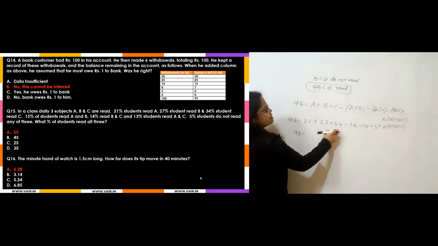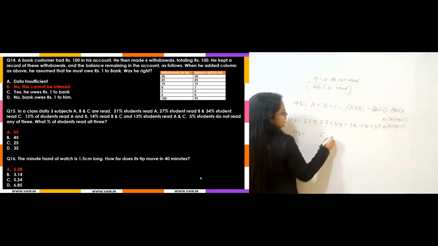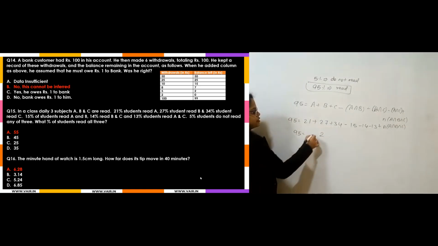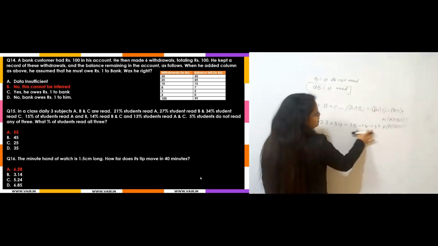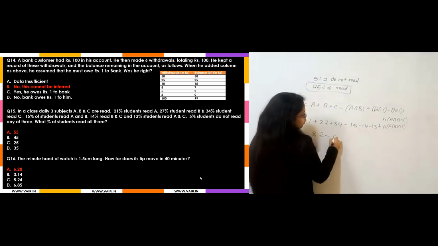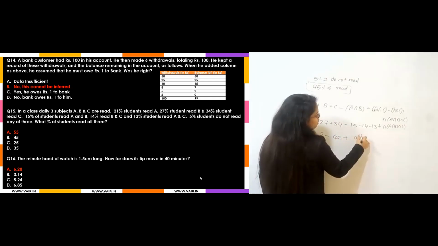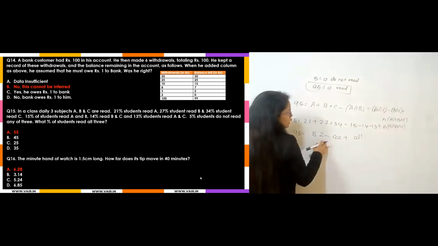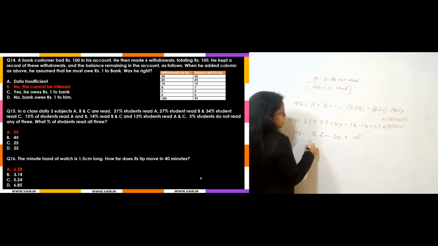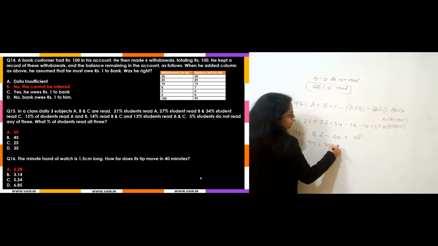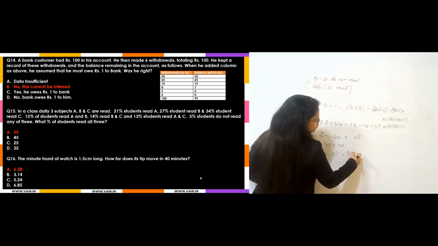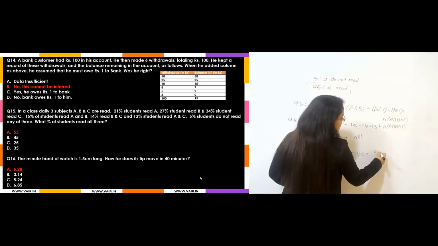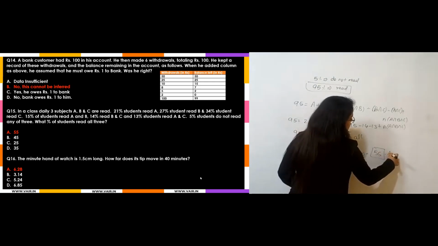What will be the sum? 7 plus 4, 11, plus 1, 12, carry 1. 3, 3, 6, plus 2, 82, minus this 42. This will be 40, plus those who read all. So 95 is equal to 40 plus who read all. So who read all will be 95 minus 40. That means 55. So this was your answer.